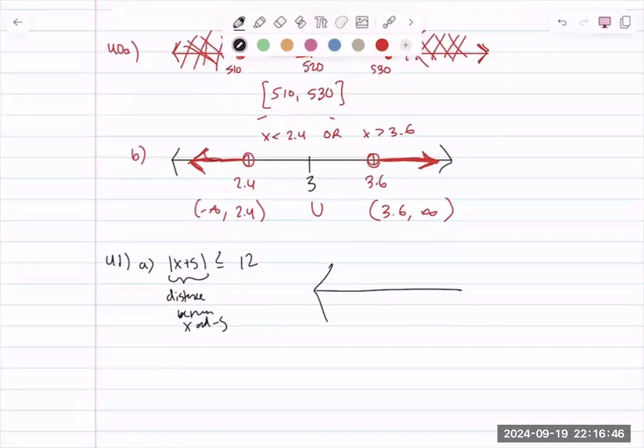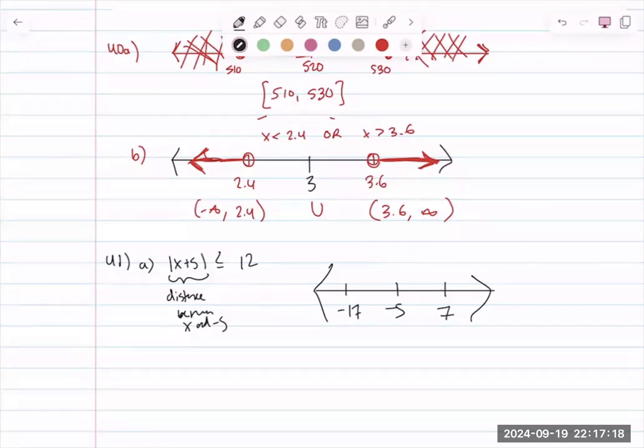So let's draw our handy little line. Also very good practice to draw these lines. It's very helpful. So we have negative 5 here. What's 12 away from negative 5? Oh boy, can I do math? 7. And in the other direction, we have negative 17. Do I like that? I guess that's right.